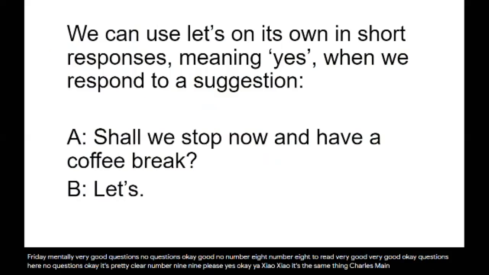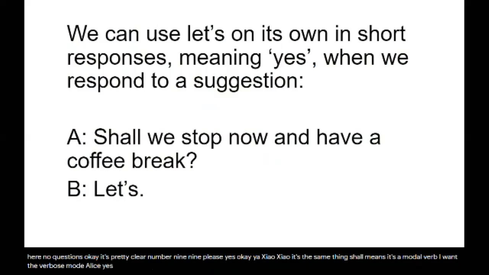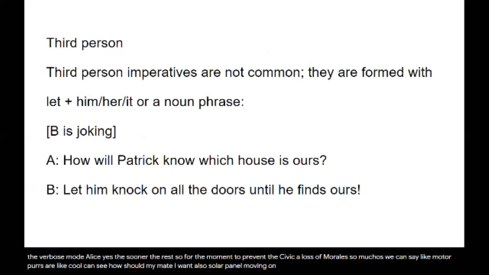Shall means it's a modal verb. Hay un montón de verbos modales y este es uno de estos. So, por un momento podrían decir que los verbos modales son muchos. We can say modal verbs are like could, can, shall, should, might, may. Hay un montón, pero eso lo van a ver en otro momento, en otro tema, ¿ok? Okay, thank you. Moving on. Okay, number 9, please.